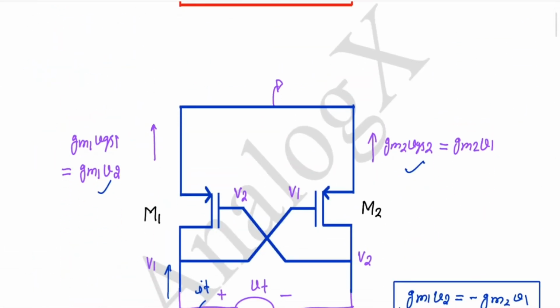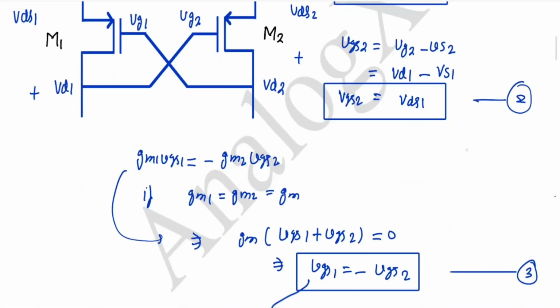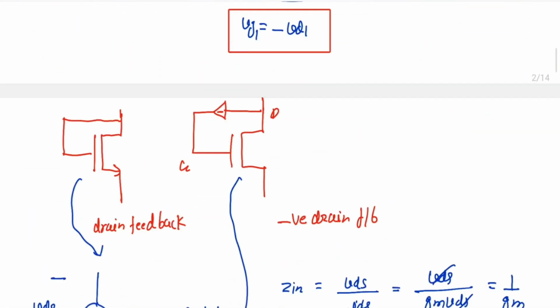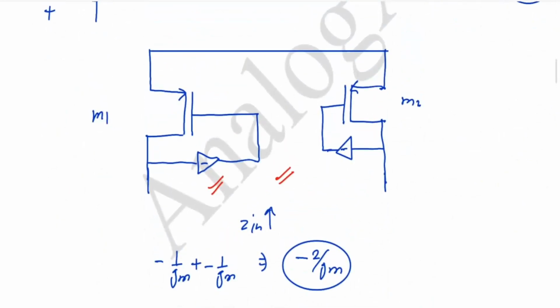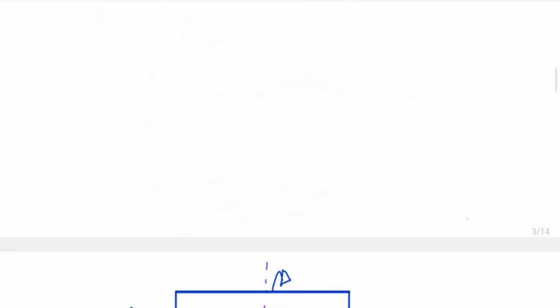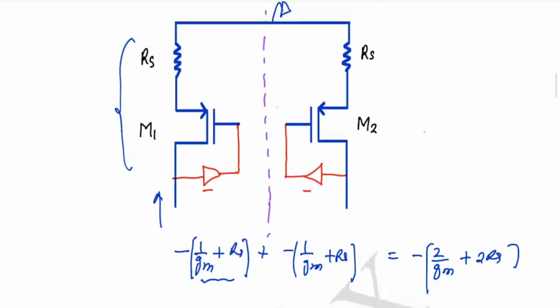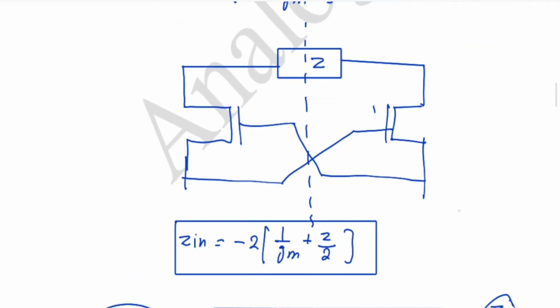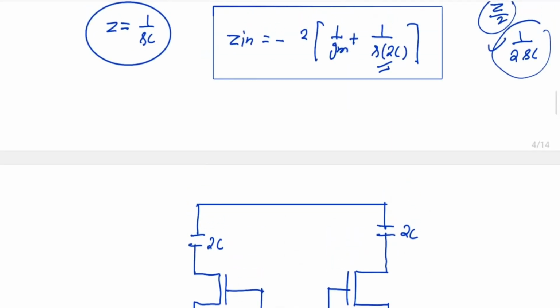So again, as a summary, there is a negative feedback from drain to gate, and because of that we are getting minus 1 by gm, and here we can apply half circuit analysis after decoupling both connections. Please let me know if there is any wrong analysis or any doubt. Okay, bye, thank you.